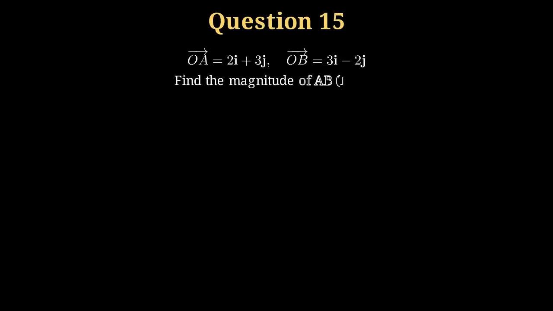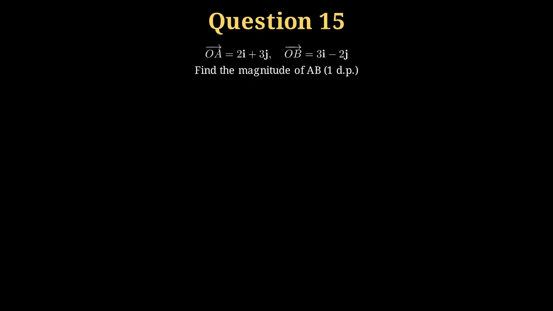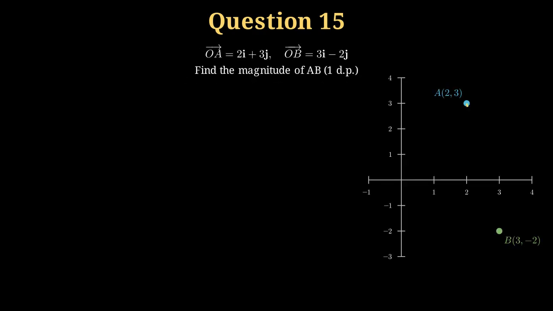Question 15. We're given two position vectors. OA is 2i plus 3j, and OB is 3i minus 2j. We need the magnitude, the length, of the vector AB to one decimal place. Let's plot the points. A is at (2, 3), and B is at (3, -2).